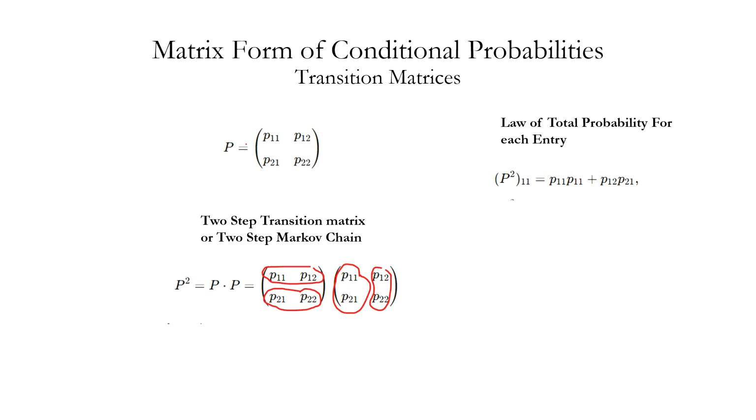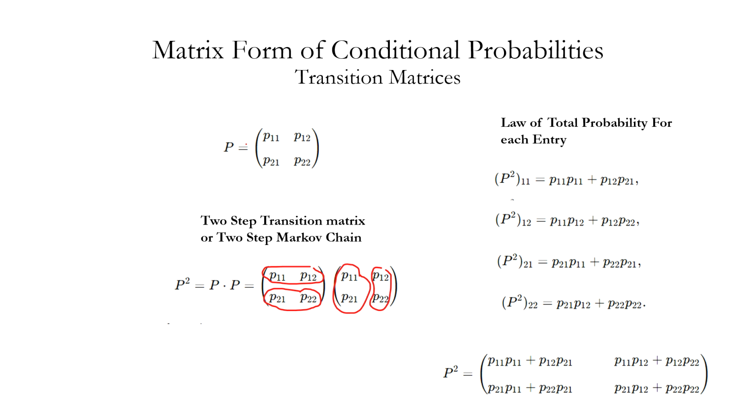That's what it follows. So we've got P11 times P11 plus P12 times P21. We've got that P12 position, P11 times P12 plus P12 times P22. And then we've got the following P21 entry that does that, and then P22, okay? And that's the final matrix for P squared, right? So that's a two-step transition matrix, two steps into the future.